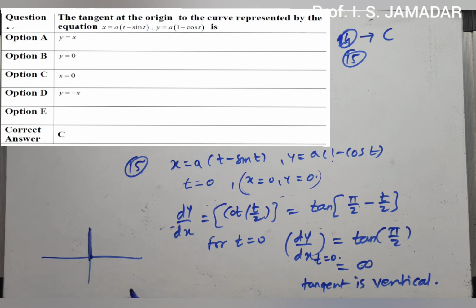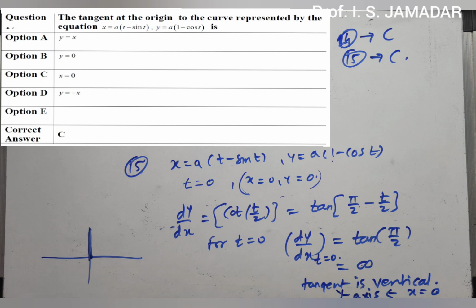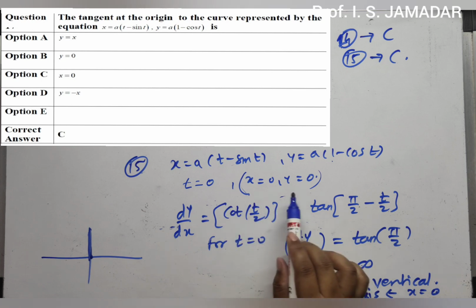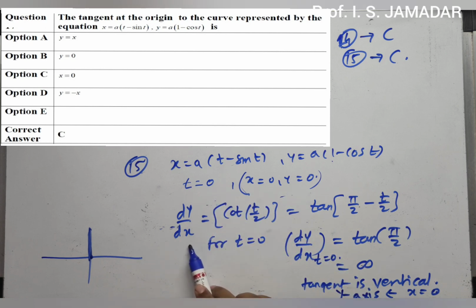And what is the equation of y-axis? Tangent is vertical means tangent is y-axis, and the equation of y-axis is x equal to 0. So the answer is option C. This is a somewhat lengthy problem. In the parametric form, you have to find dy by dx, simplify that dy by dx, and also find the value of t for which both x and y are 0, and for the same value of t you have to calculate dy by dx.